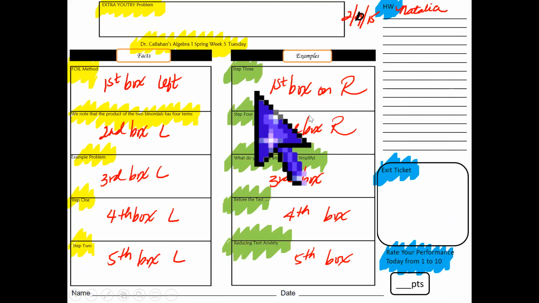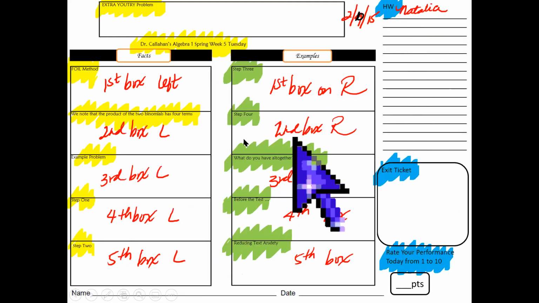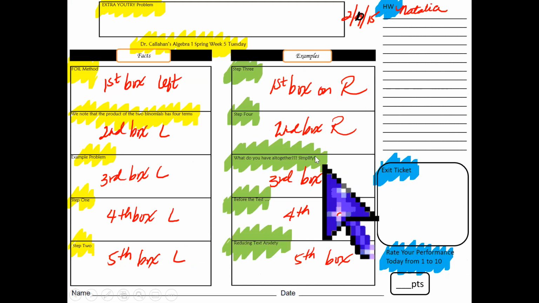Step 3 is I for inner. What 2 terms are on the inside of this polynomial? It is 6 and x, which gives you a 6x. And then step 4, you have L, which stands for last. That's 6 times negative 2, which gives you a negative 12.